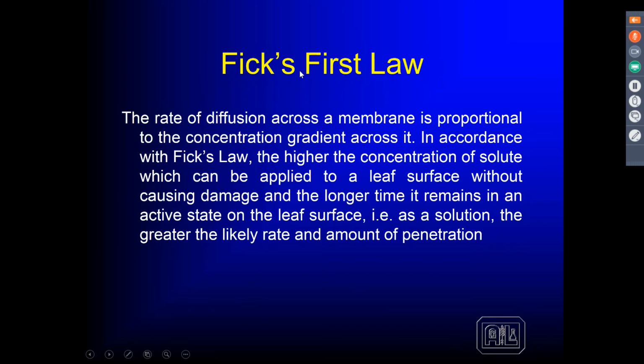It's all about concentration of a nutrient. So Fick's law says the rate of diffusion across the membrane is proportional to the concentration gradient across it. In accordance with Fick's law, the higher the concentration of the solute, which can be applied to the leaf surface without causing damage, and the longer it remains in an active state on the leaf surface, as in solution or solid in a liquid form, the greater the likely rate and the amount of penetration.